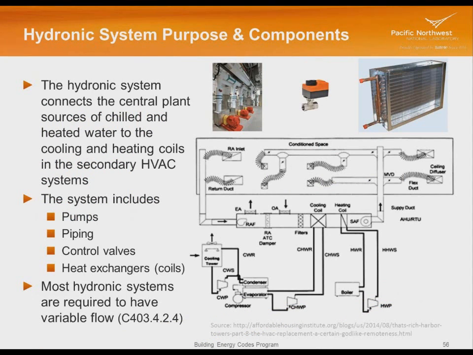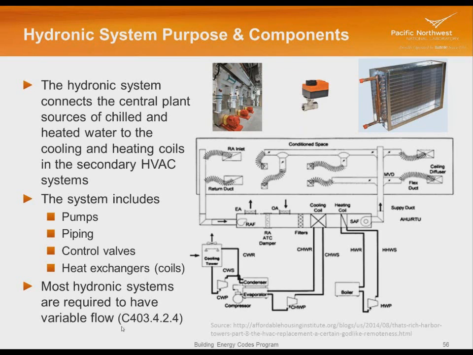So let's talk about the hydronic system. What's its purpose? Well, we've got this great central plant down here making hot and cold water. We've got our secondary system that has coils in it that need hot and cold water. So we've got to get it from point A to point B, and that's what the hydronic system does for us. So it connects the central plant and the sources of chilled and heated water to the cooling and heating coils in the secondary and zonal HVAC system. So it also would run hot water out to all those reheat boxes as well. The system includes pumps, piping, control valves, and the heat exchangers are part of the system or connected to the system, although they're really in that secondary HVAC system or the zonal control systems.